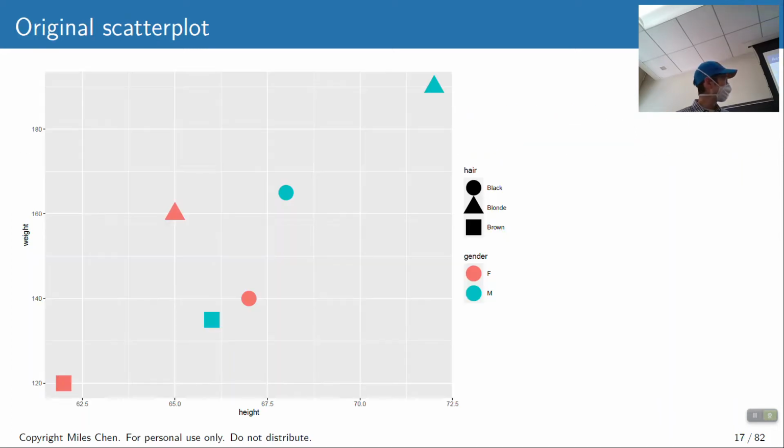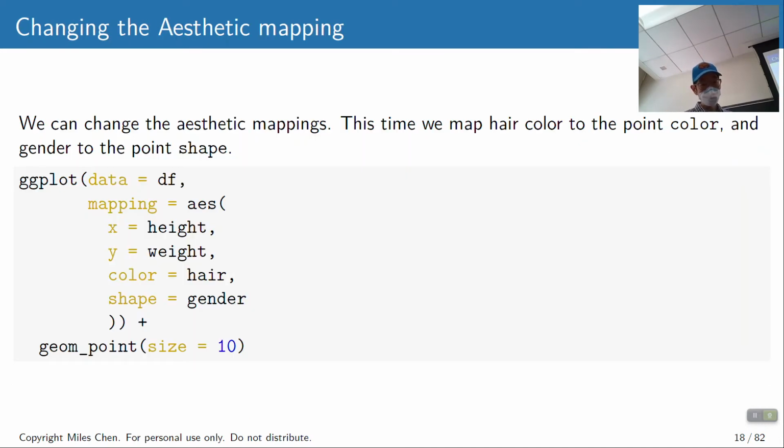So this is what we've done. This is what we've created. We've mapped height to the X position, weight to the Y position. We've mapped hair color to the shape of the point and gender to the color of the point, okay? That's what we did when we specified this. We could change this, and so I'm going to leave everything the same, but this time I'm going to map hair color to the color of the point and gender to the shape of the point.